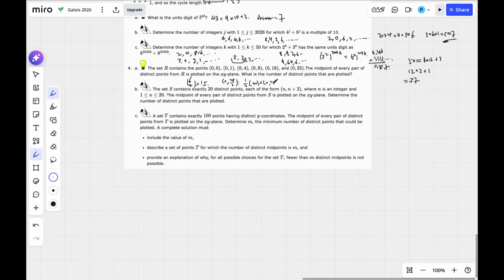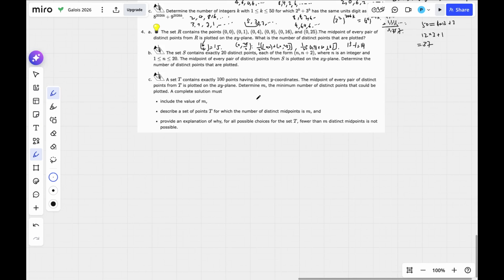However, we need to subtract 1 for the midpoint (0, 25/2), since this is both half of (0, 0) plus (0, 25), as well as half of (0, 9) plus (0, 16). So now we have one duplicate, so when we subtract this, we get 14 distinct midpoints.